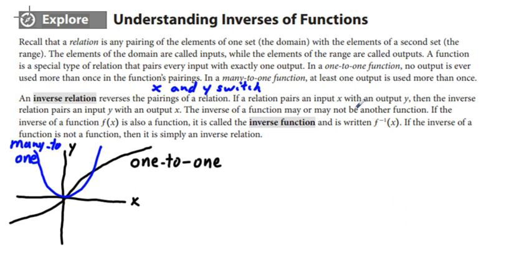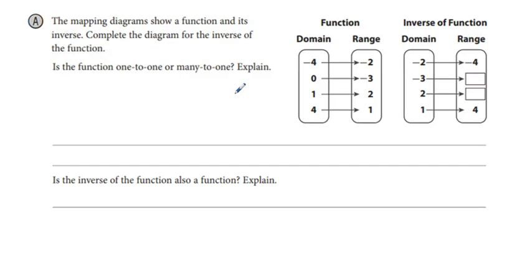The inverse of a function may or may not be another function. If the inverse of f of x is also a function, it's called an inverse function, and is written as f negative 1 of x. And this negative 1 is written like an exponent, but it's a notation for an inverse function. If the inverse of a function is not a function, then it is simply an inverse relation. So we're going to go over examples and show this principle in action.